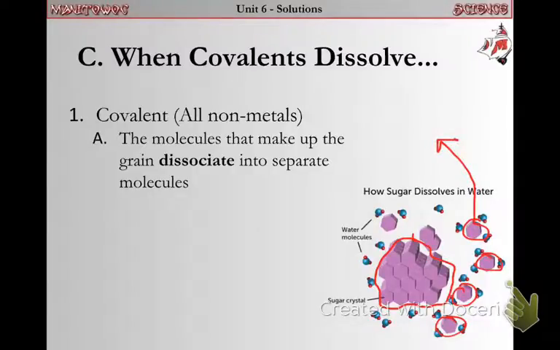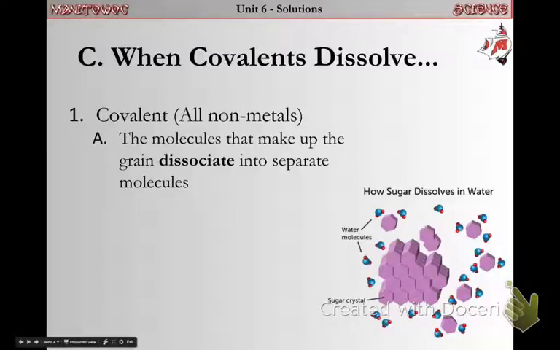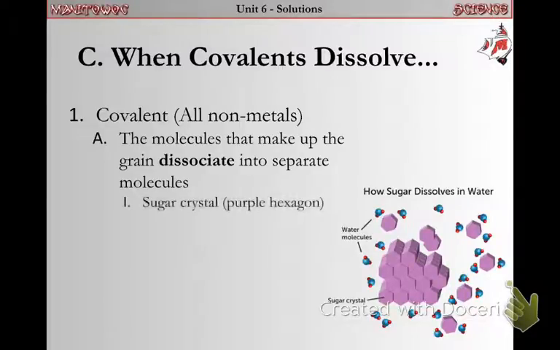So there's multiple sugars, but let's just say this sugar has 2 carbons and 4 hydrogens and 2 oxygens. And so that purple hexagon, or that sugar molecule, will stay C2H4O2. It just won't be combined with any of its buddies anymore. And because the water is pulling all the molecules apart, it becomes harder and harder and harder to see the grain of sugar, and thus it almost appears to disappear. And that's why things dissolve.